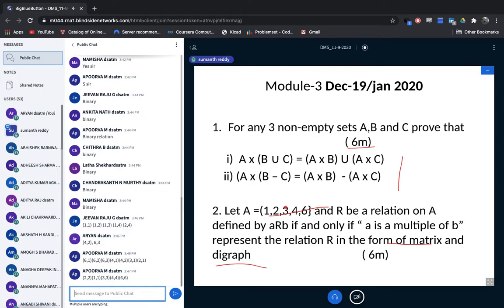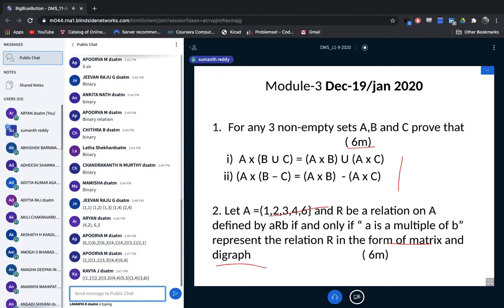So you just have to include the row elements and the column elements of the set on which the relation is defined. That is 1, 2, 3, 4, 6. Afterwards, if a relation exists, you have to write 1, otherwise you have to write 0. Okay, so don't worry. These kinds of problems we will still solve in the coming classes.